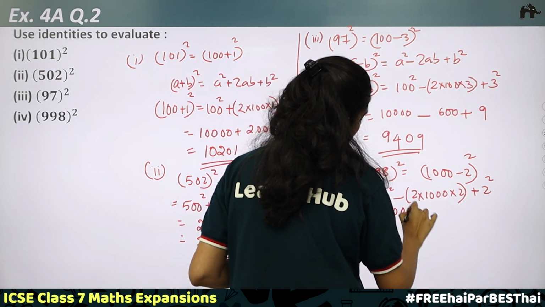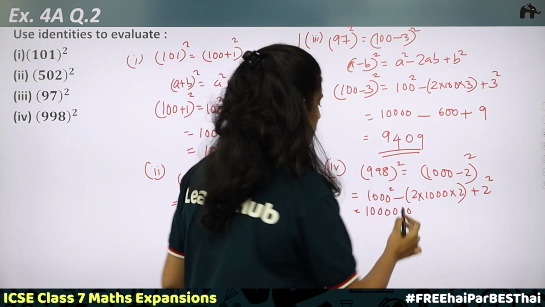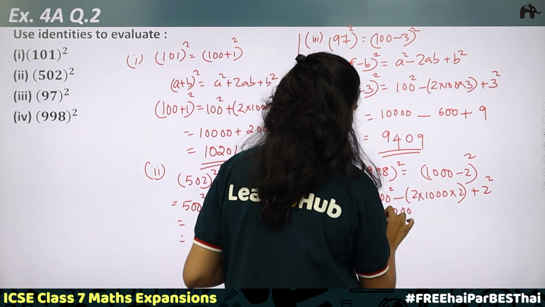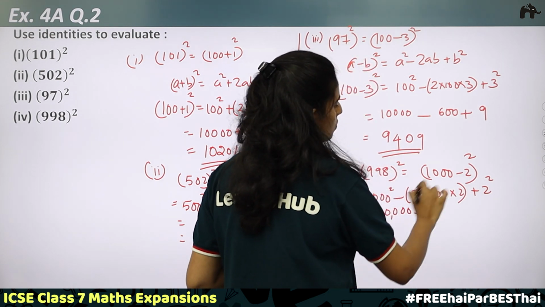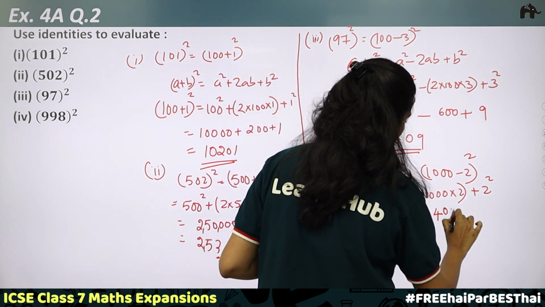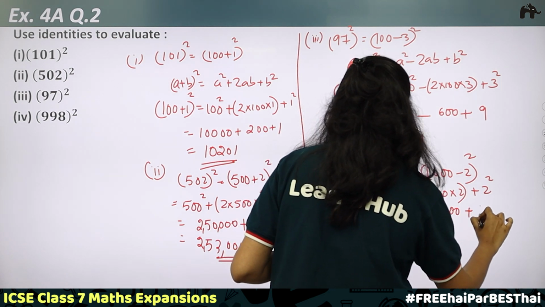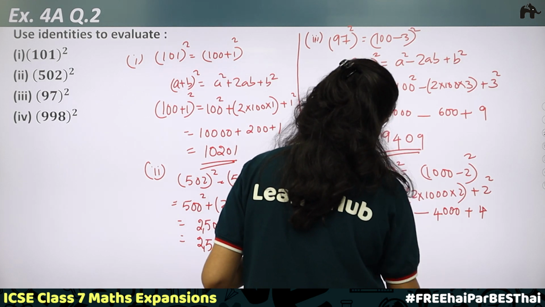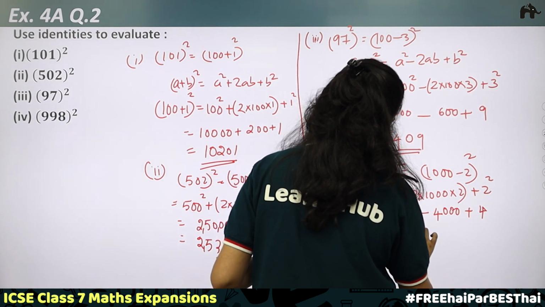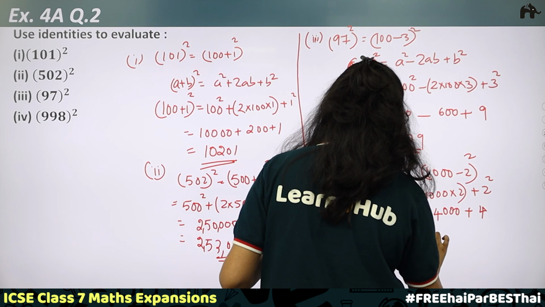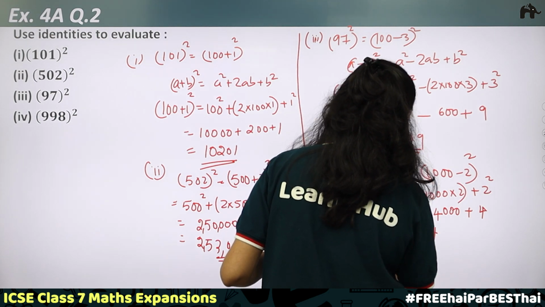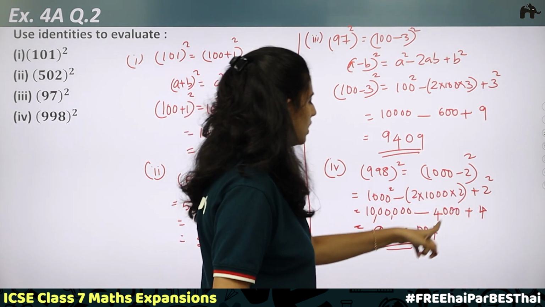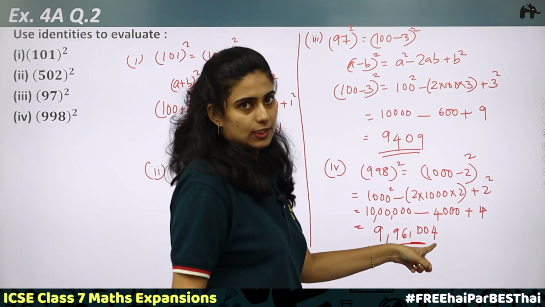Here, 1,000 square will be unit, 10, 100, 1,000, 10,000, lakh, 10 lakhs. So 10 lakhs minus 2 into 2, 4. Therefore, 4,000 plus 2 square 4, which is equal to 9,96,004. Okay, when you subtract 4,000, you will get 9,96,000 and you have a 4 here. So that is what we are putting here.